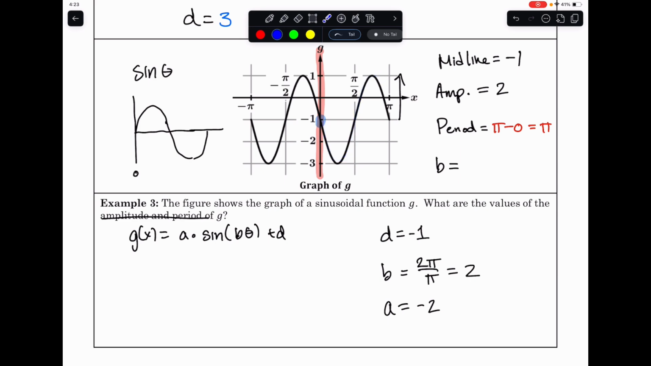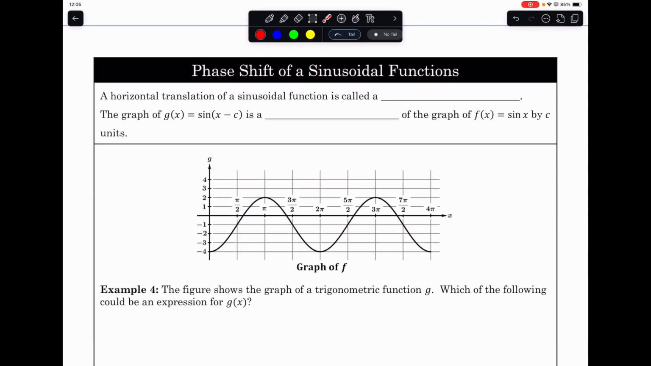Let's now discuss phase shifts of a sinusoidal function. A horizontal translation of a sinusoidal function is referred to as a phase shift. Okay, the graph of f of x is equal to the sine of x plus c is a phase shift of the graph of f of x equals sine of x by c units.